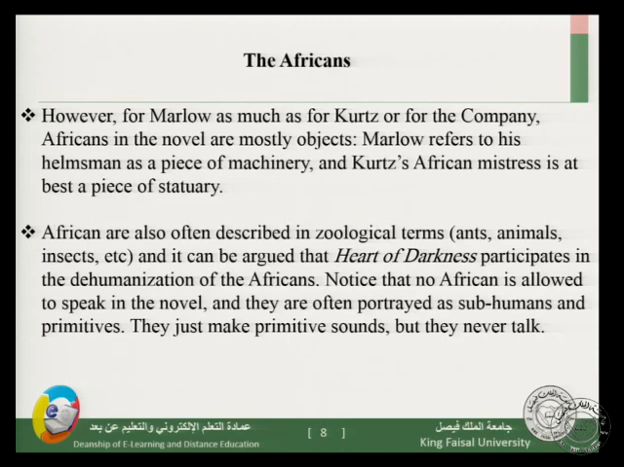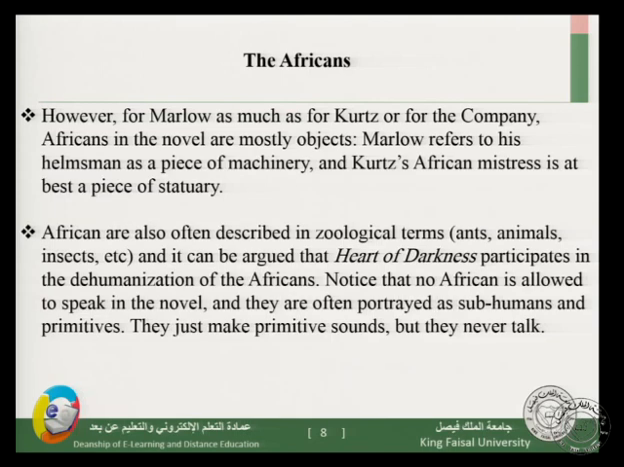And Kurtz's African mistress, in the end, is described as a piece of statuary, like a decor, a piece of decoration. Africans are, throughout the novel, described in zoological terms, in terms that are used to refer to animals. They're described as swarming. Well, it's ants and insects that swarm. They're described as ants, animals, insects, etc.